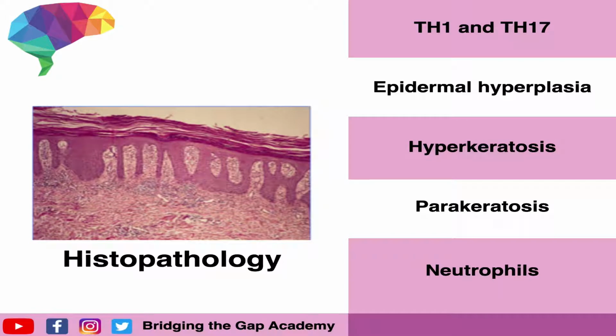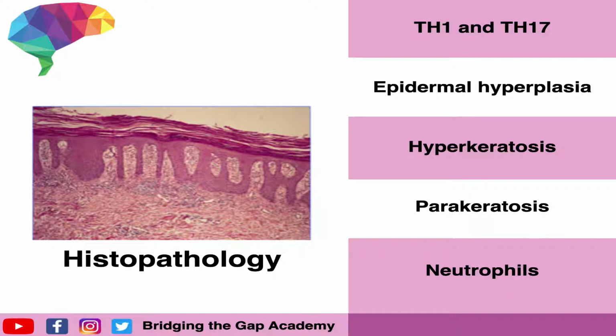There is different terminology which is associated with psoriasis. Now Th1 and Th17 are the T helper cells that are associated with psoriasis. Next is epidermal hyperplasia. This is simply an increase in the number of cells within the epidermis. Moving on to the next term, which is hyperkeratosis. So this is thickening of the stratum corneum, which is the most outer layer of the skin.